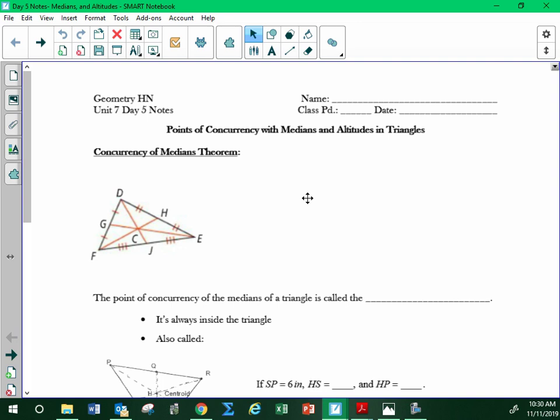All right, so coming to your day 5 notes, and this is the last chunk of our new material. Woohoo! Is it easier than last time? It's about the same type of stuff.